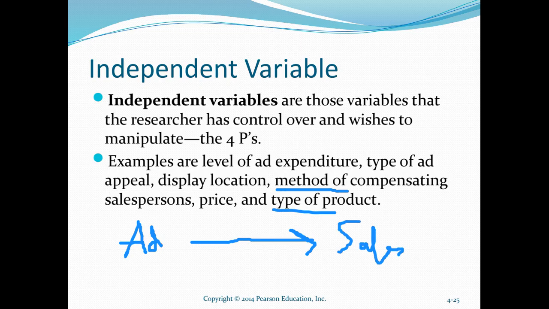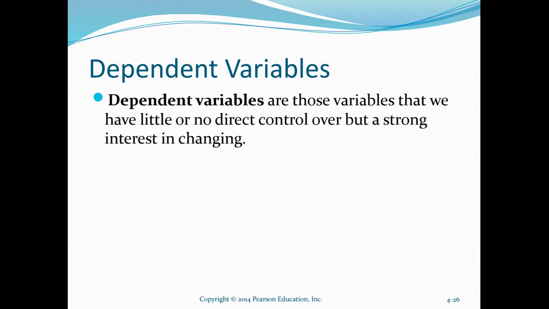So sales would be the dependent variable. Dependent variables are those variables that we have little or no direct control over, but a strong interest in changing. So the dependent variable is more the area of interest we will be looking at, and we would like to see what is happening with it, because that is our key concern for the study.